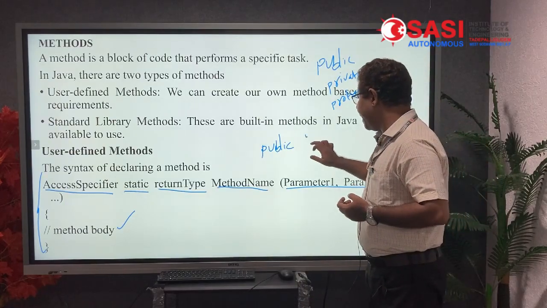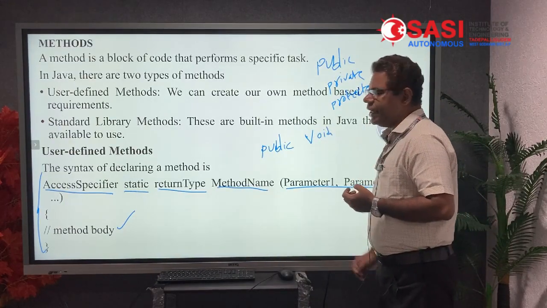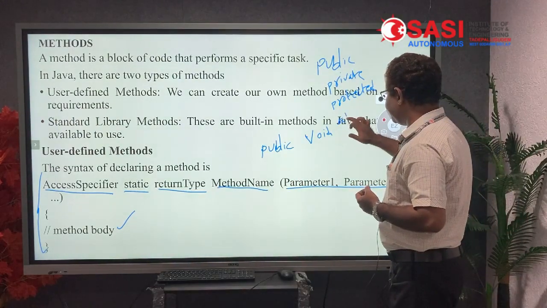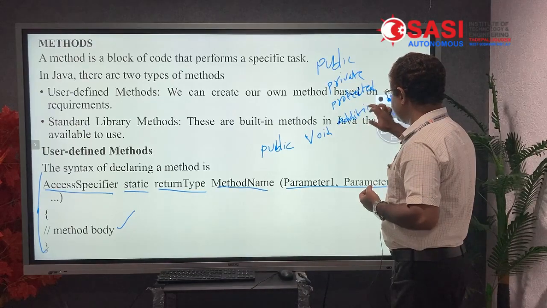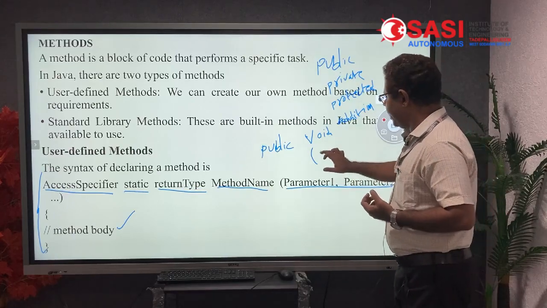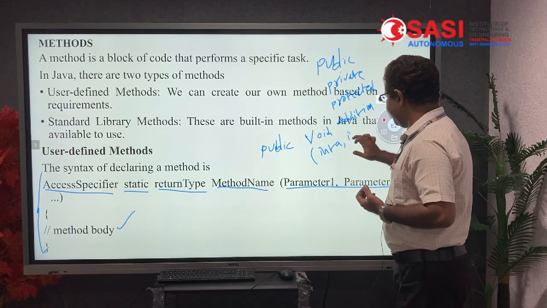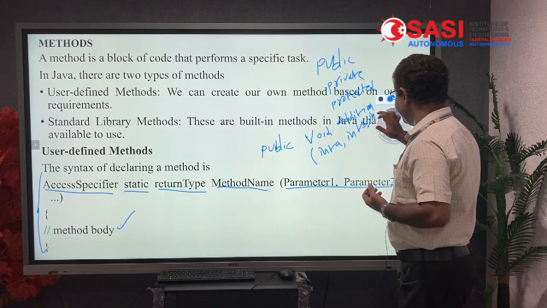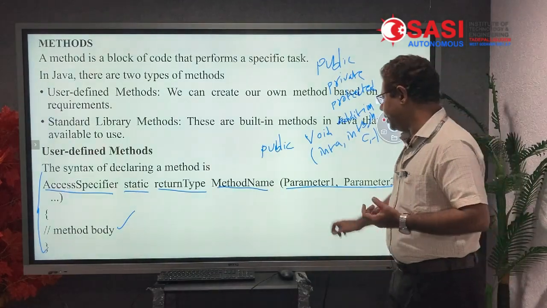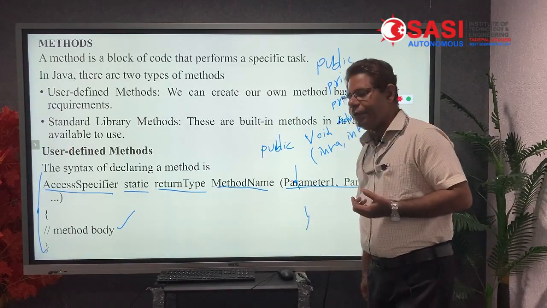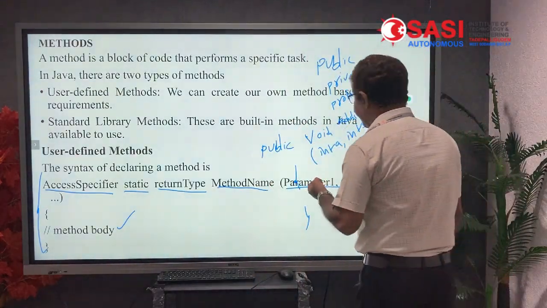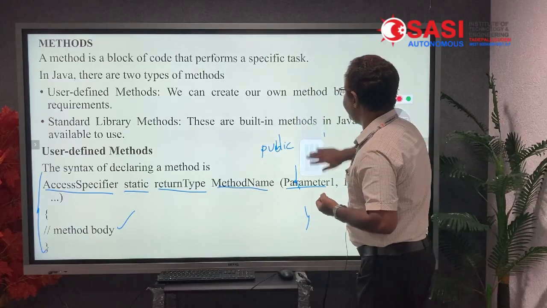Next, return type. Return type is either void or integer, that means the return type of the method. Next, method name is, for example, addition. Next, parameter list. We can pass any number of parameters: int a, int b, int c and so on. Next, we can write the body of the method. We can write any number of statements within the method. So this is the syntax to create the user defined methods.